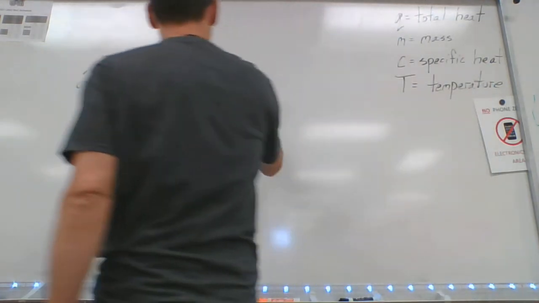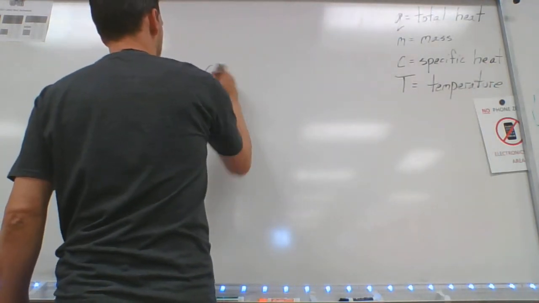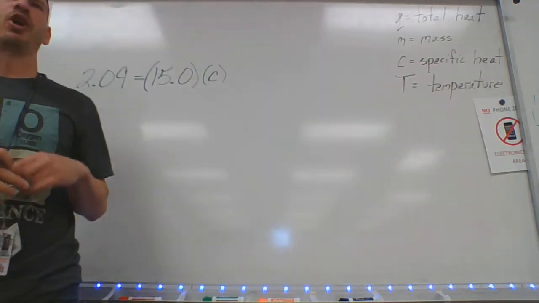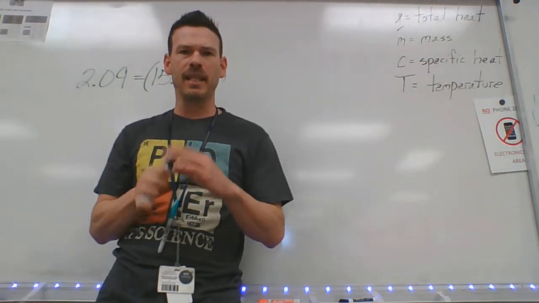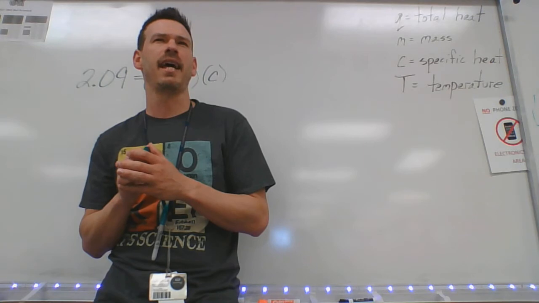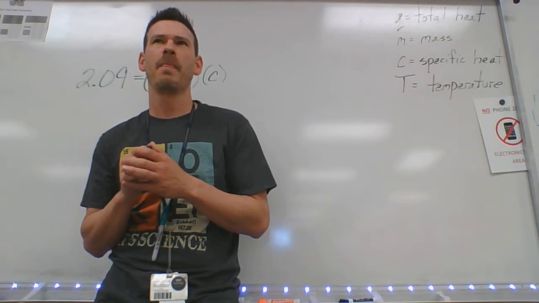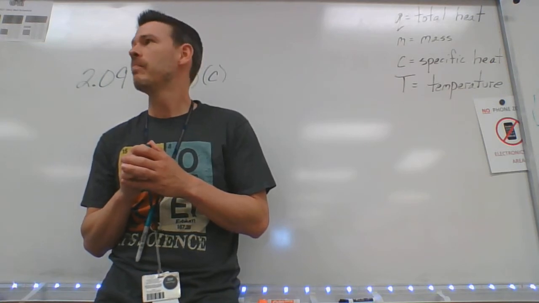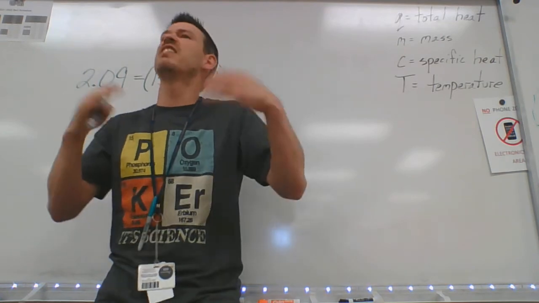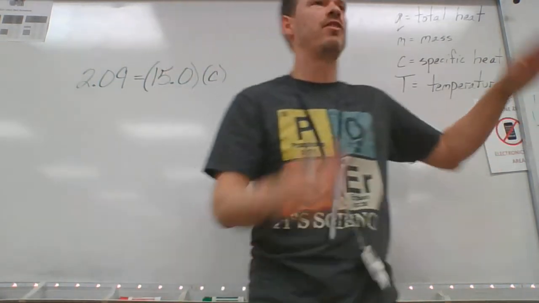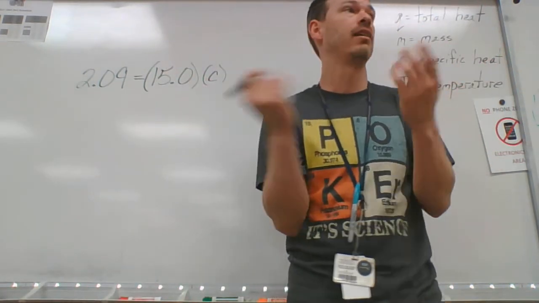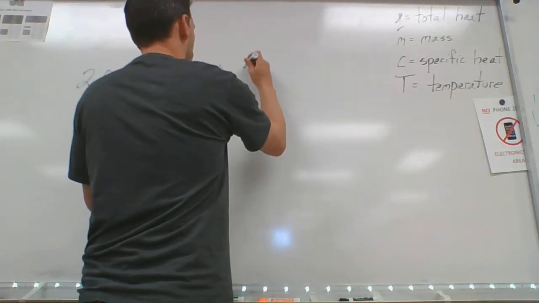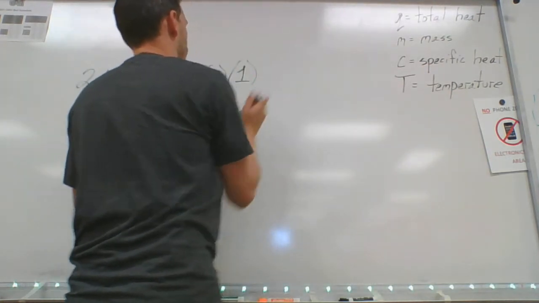We don't know C because it says what is the specific heat. But then look at the temperature. This problem doesn't give you a range. What does it give you instead? It tells you the change. It did the subtraction for you. It says that the temperature is going to change, delta T, by 1.